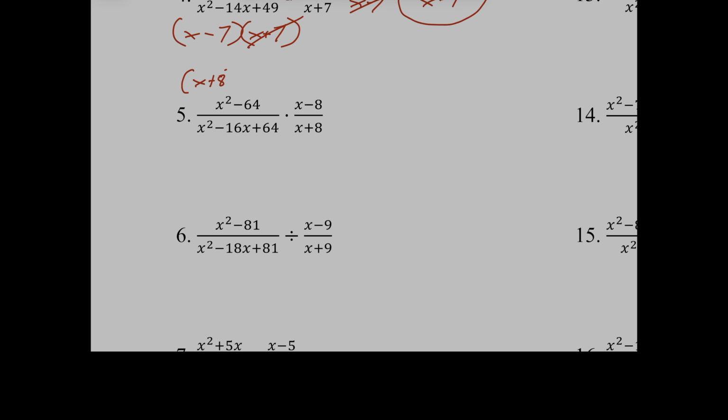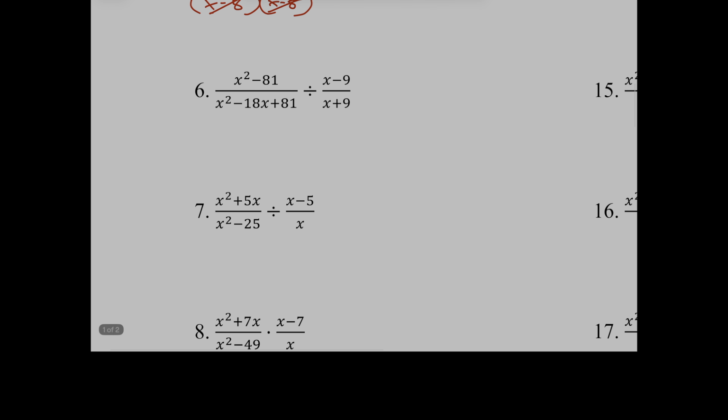This is an x plus 8 and an x minus 8. This, again, is a trinomial square. And so this is going to be your x minus 8, x minus 8. Do I flip? Nope. I'm going to leave it just the way it is. X plus 8, x plus 8, x minus 8, x minus 8, x minus 8, x minus 8, 1. All right, I'm seeing a pattern here. Okay, let's do number 6.